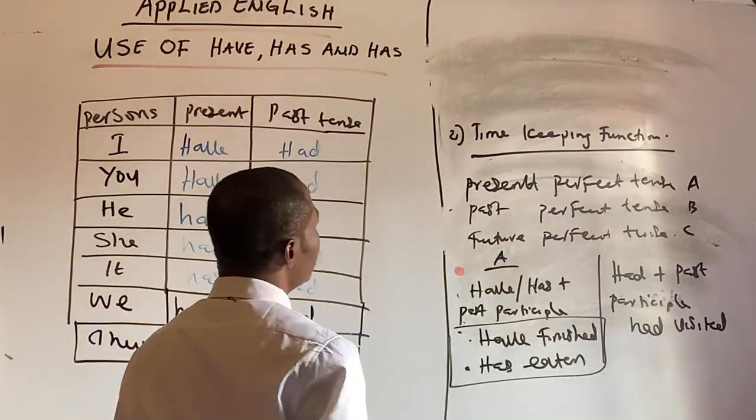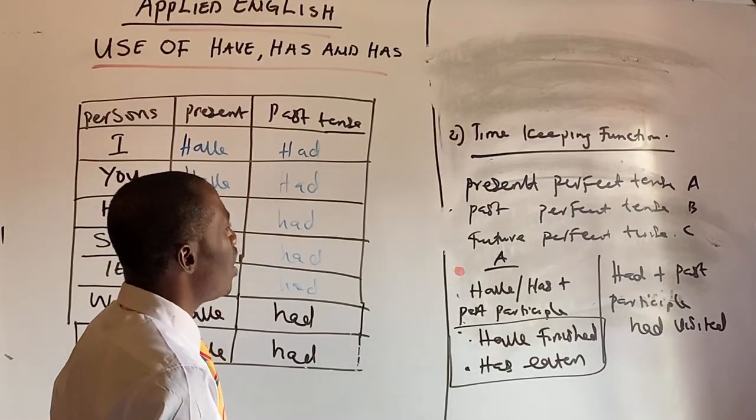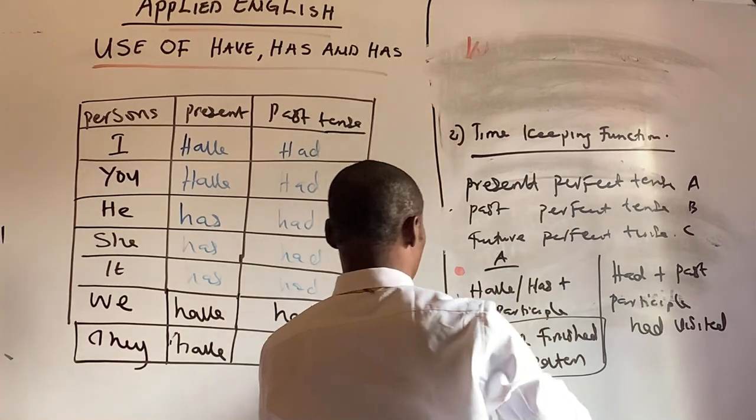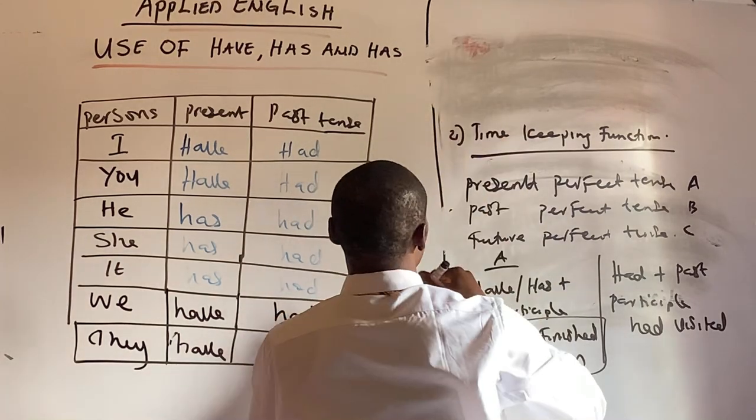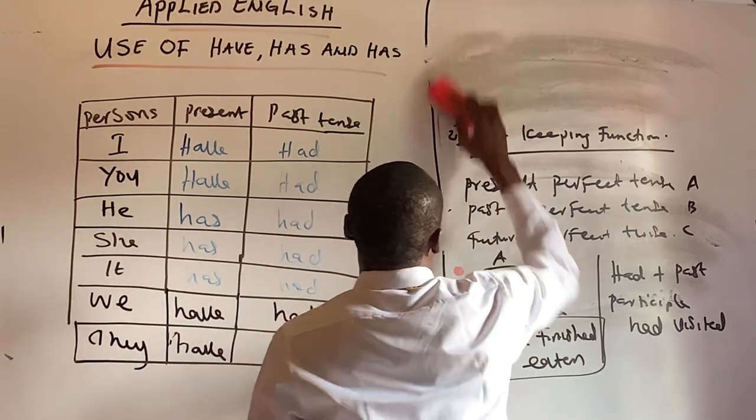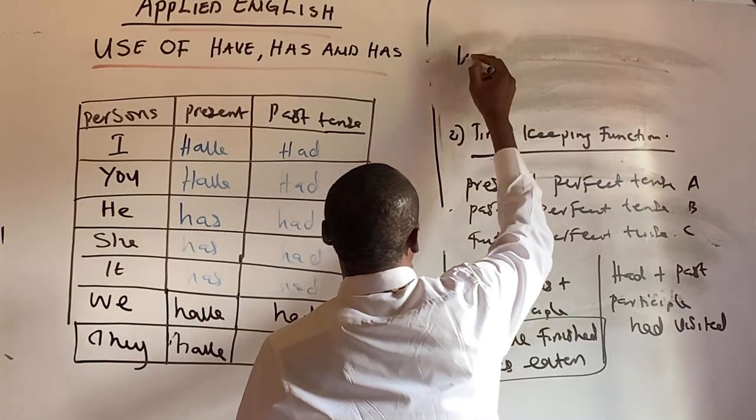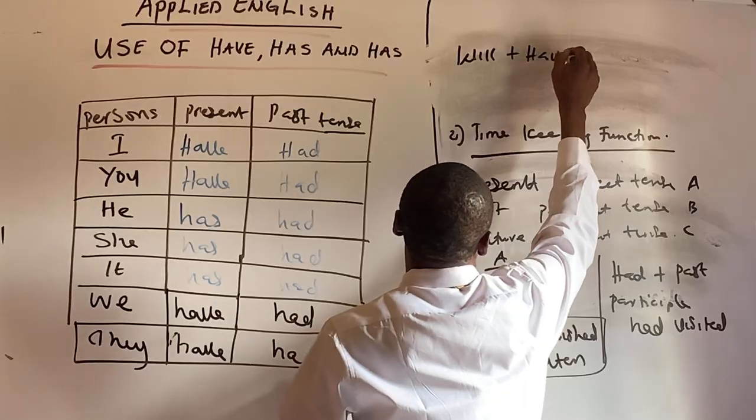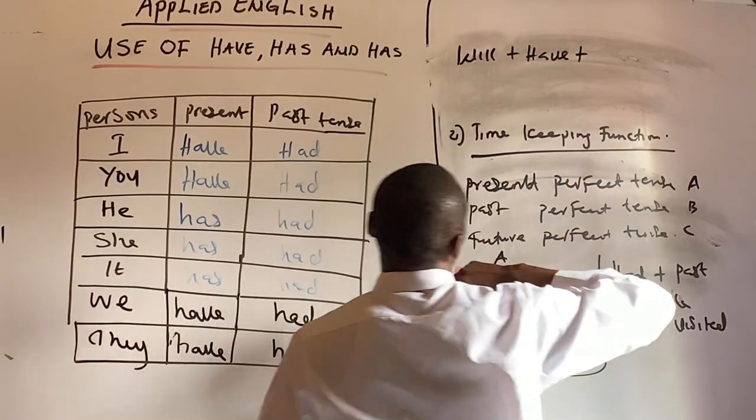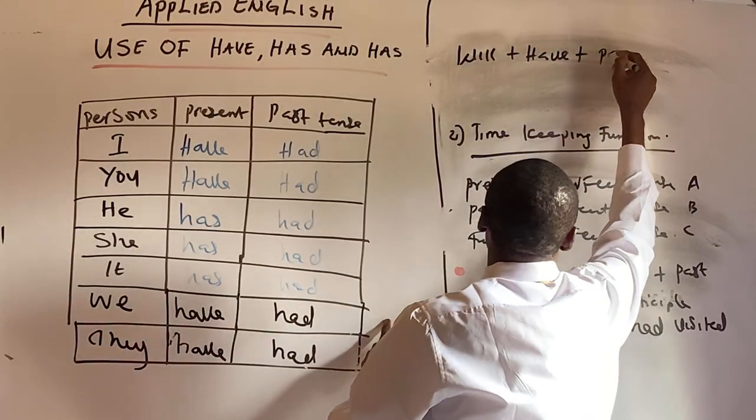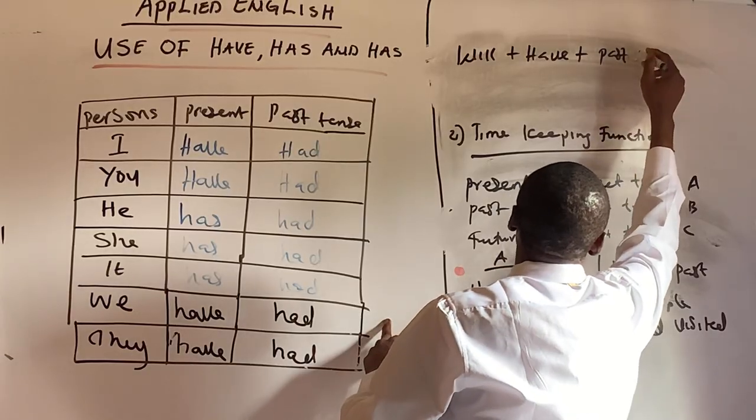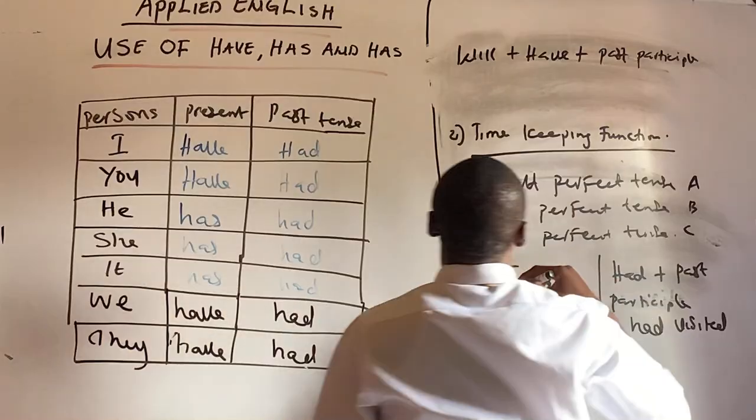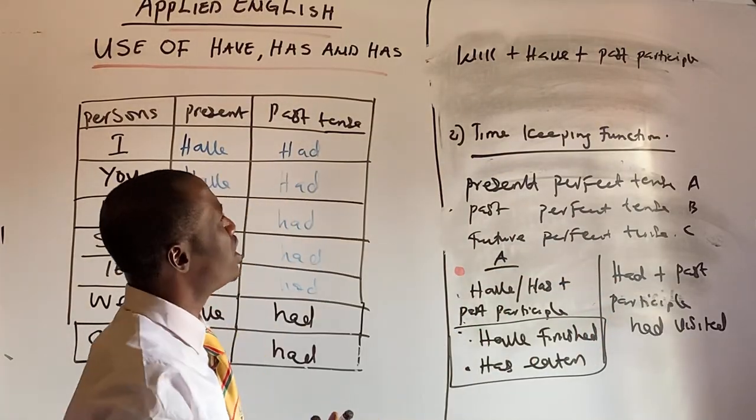Now the next thing is the future perfect tense. For the future perfect tense, you add will. Let me change my pen. Okay, we have will and have plus a past participle verb. Okay, now this is for the positive.